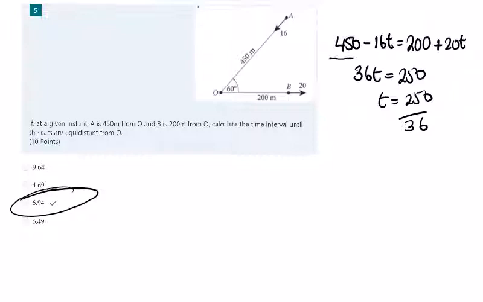A is 450 away and getting 16 closer every second. B is 200 away and getting 20 further away every second. And if we solve these down, T is 250 over 36, 6.94.